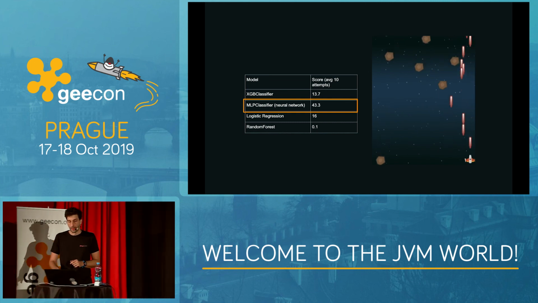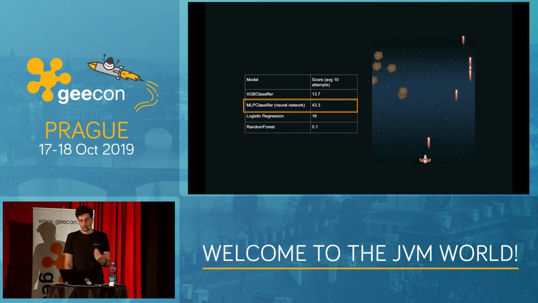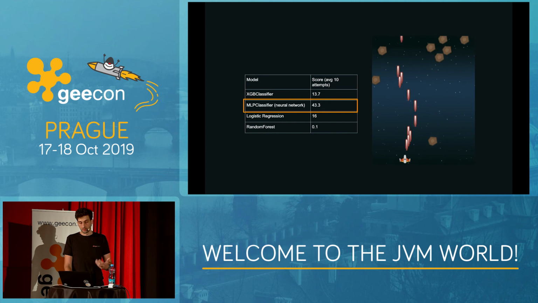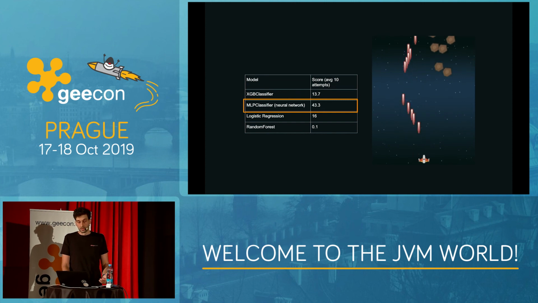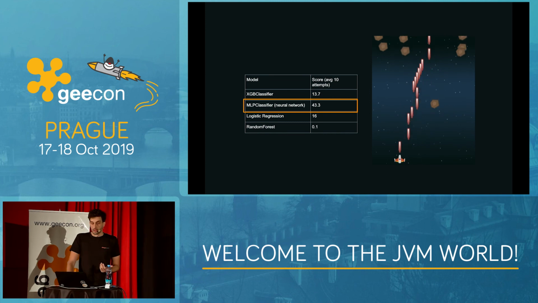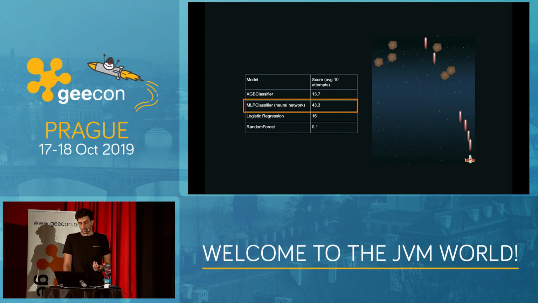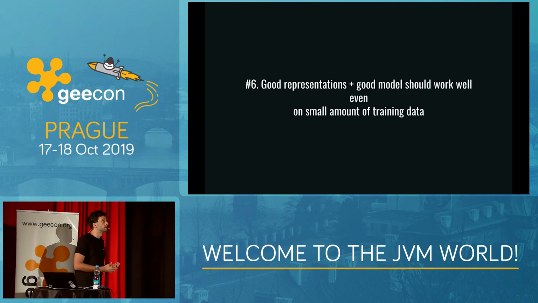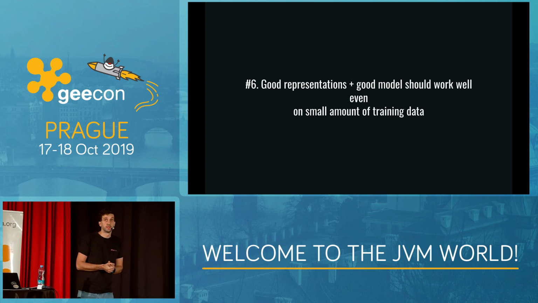Let's go. So we have a working solution. We can tune this afterwards. We can tune the hyperparameters, change how the neural network learns. We can also change the number of training data. Nevertheless, it works quite okay. So a good representation and a good model might work even on a small amount of training data.